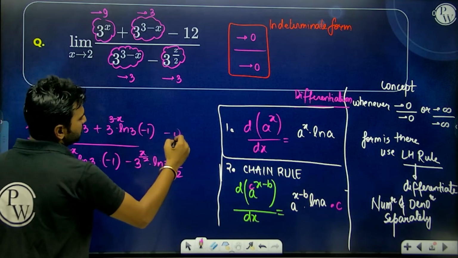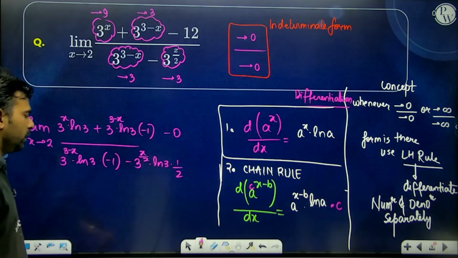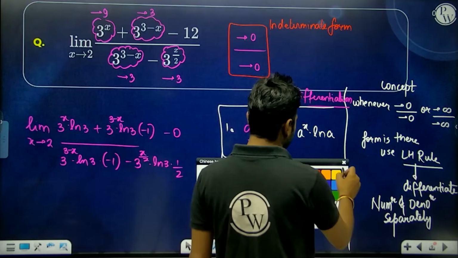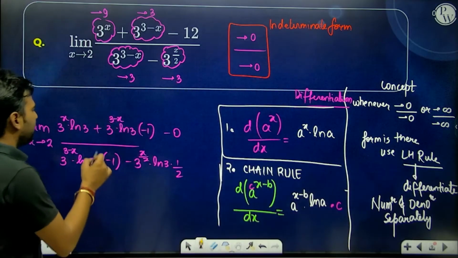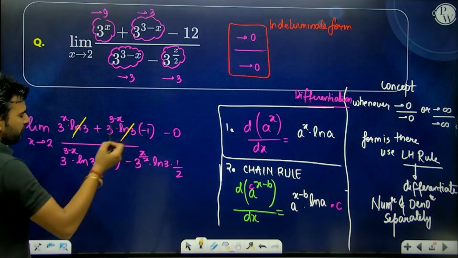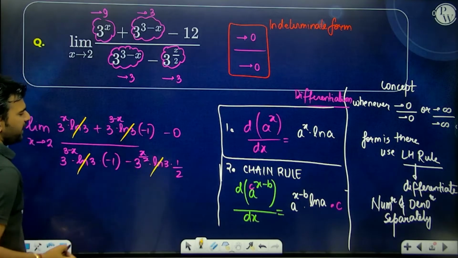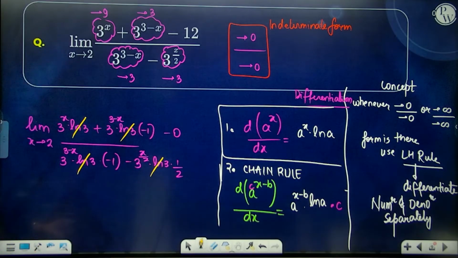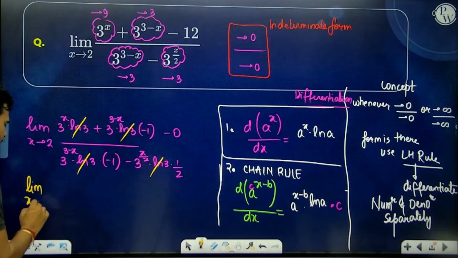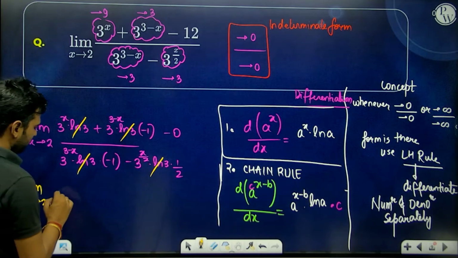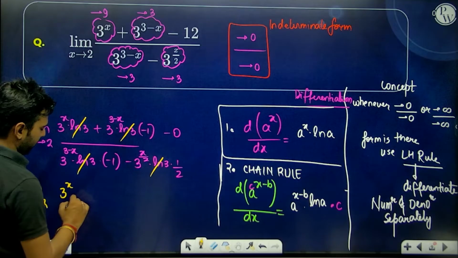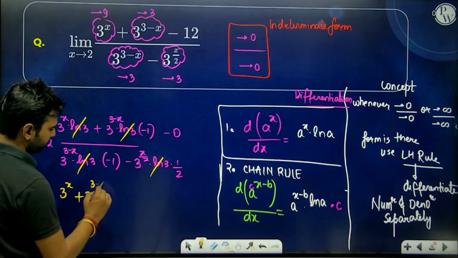And then the differentiation of a constant is nothing but equal to 0. Fine. ln 3 can be taken common from the numerator as well as from the denominator and can be cancelled quite comfortably. And now, I think there is no indeterminate form, I can feel it. Can you also feel the same? Let me write it down so that you can feel it.